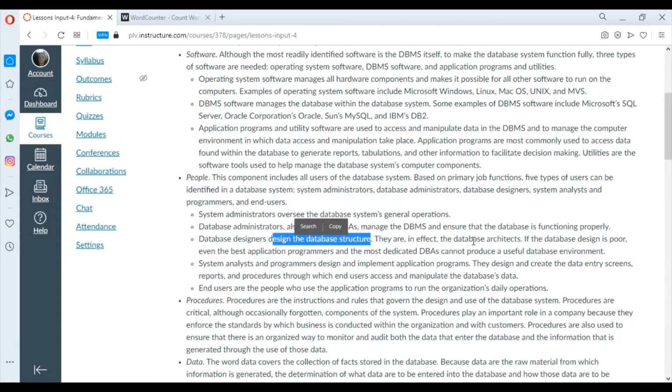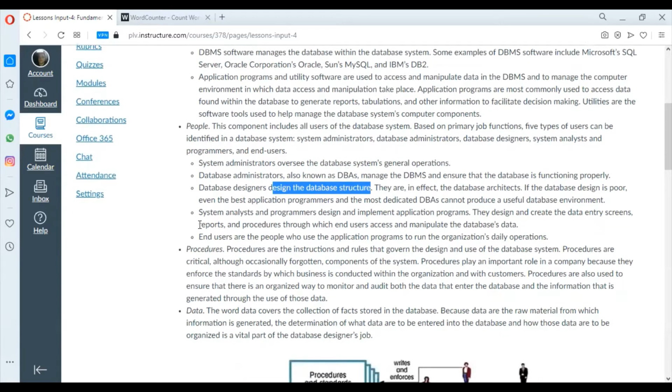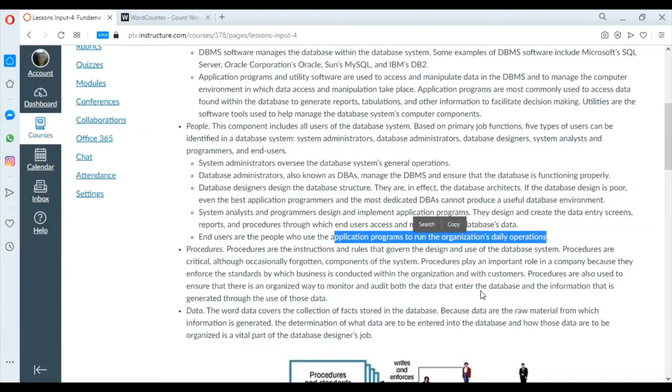They are in effect database architects. If the database design is poor, even the best application programmers and the most dedicated DBAs cannot produce a useful database environment. We also have the system analysts and programmers, who design and implement application programs, in which they design and create the data entry screens, reports, and procedures through which end users access and manipulate the database data. And lastly, we have the end users, who are the people who use the application programs to run the organization's daily operations.